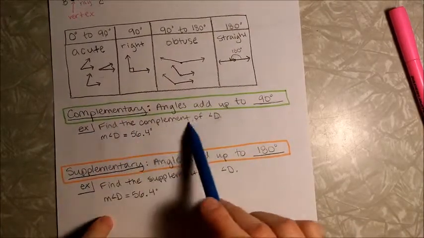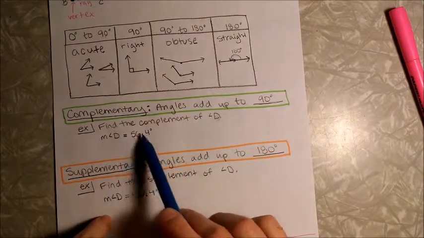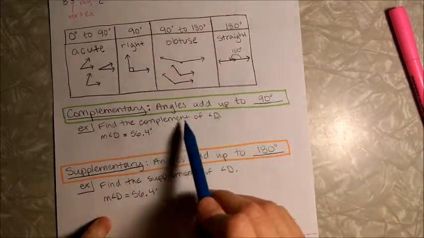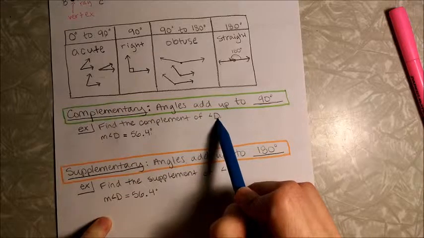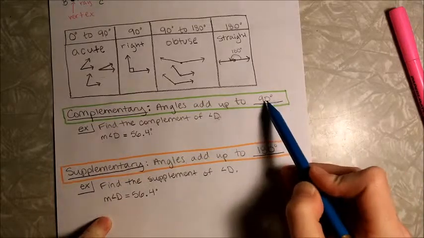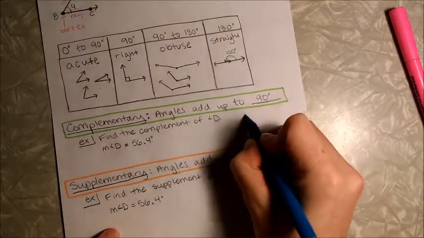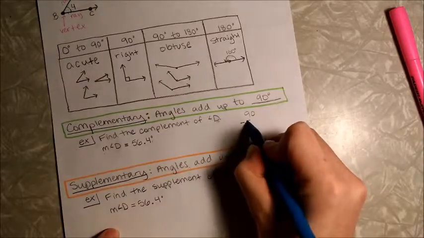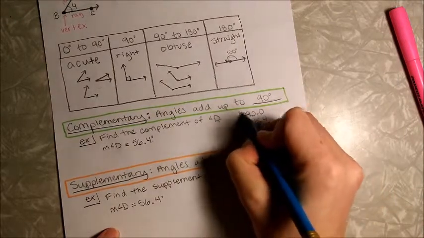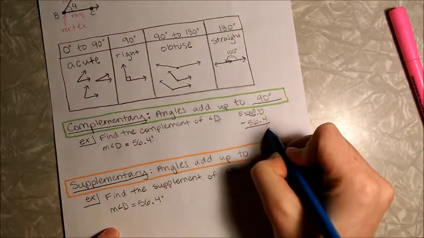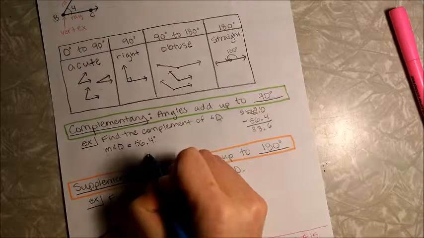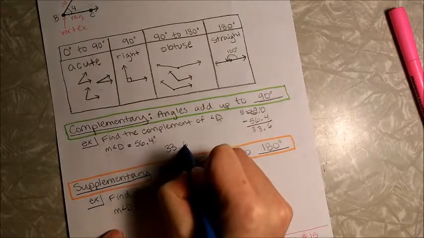So we want to find the complement of angle D. The measure of angle D is 56.4 degrees. Well, if we need to find the complement of angle D, then we need to find an angle that when added to angle D gives me 90 degrees. So all we have to do is take 90 minus our angle. So over here, off to the side, I'm going to take 90 minus 56.4. Remember, we have to line up our decimals. I'm going to borrow from this 9. Gives me a 9 here. 10 minus 4 gives me 6. 9 minus 6 gives me 3. 8 minus 5 gives me 3. So my complement is 33.6 degrees.